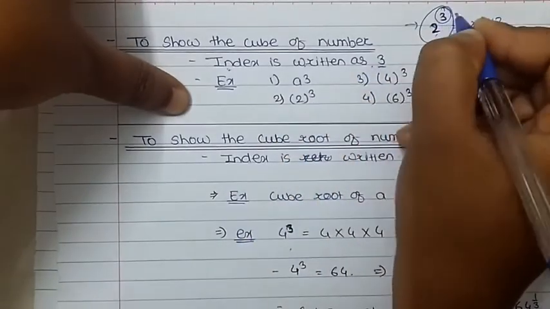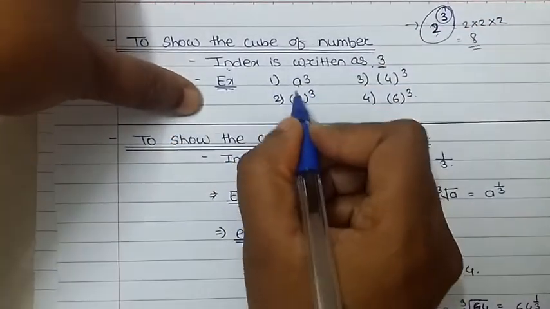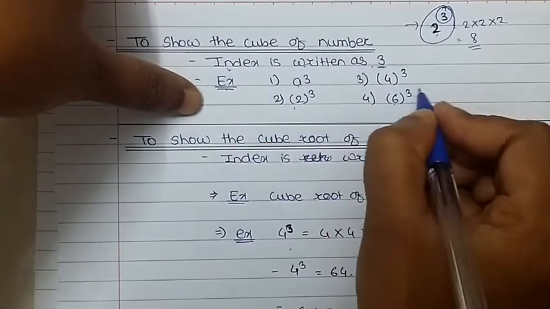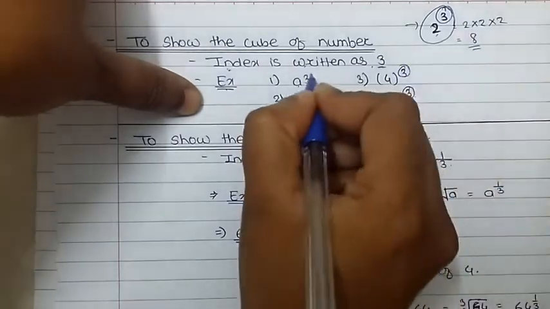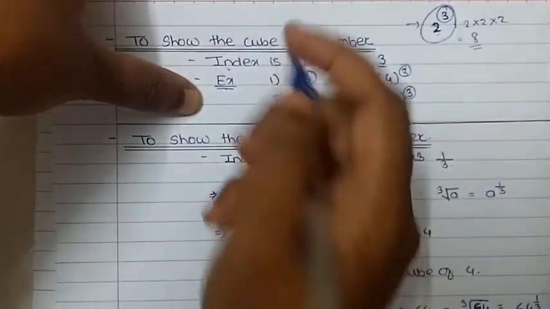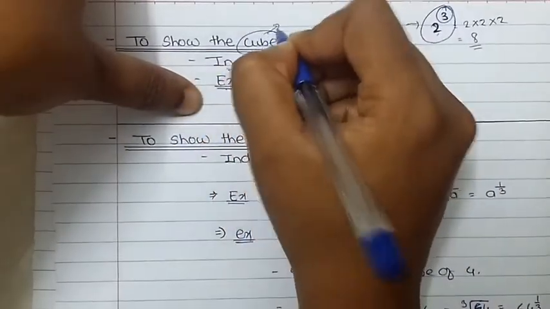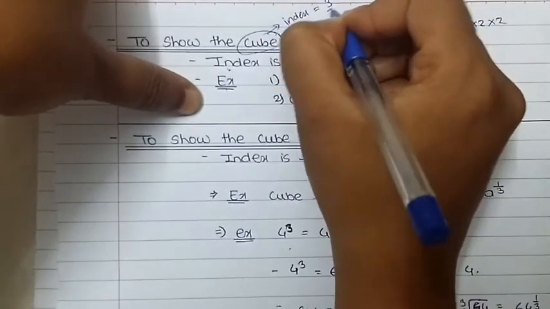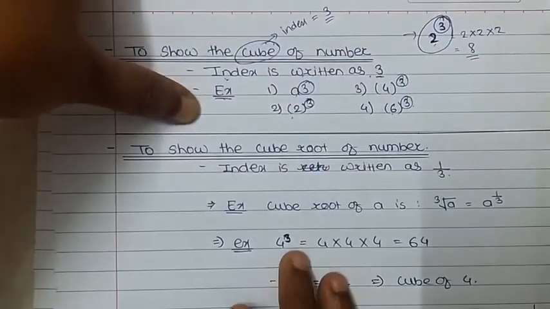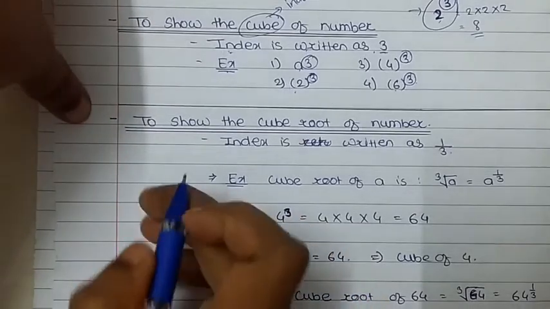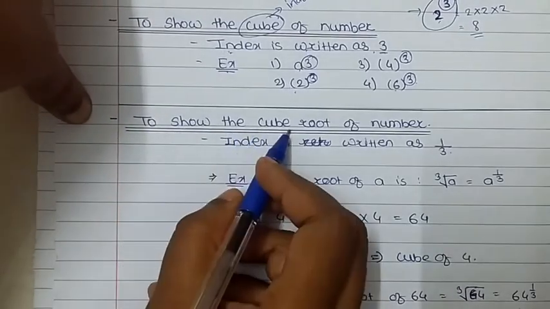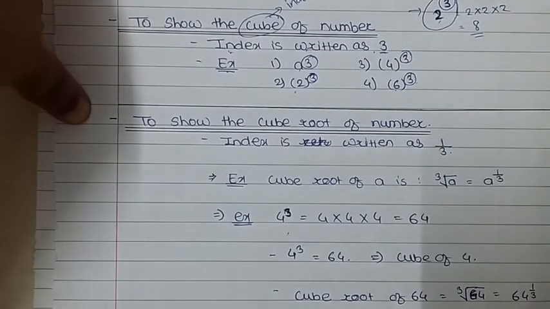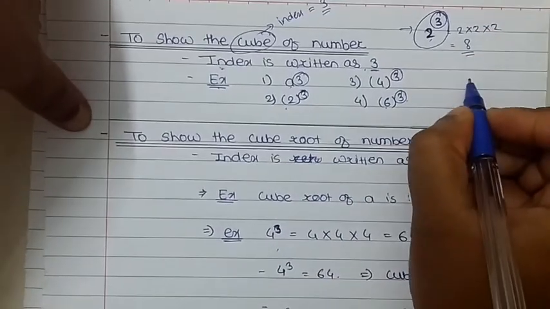Power is always 3. For example, a cube, second 2 cube, 4 cube, 6 cube. That means each and every number has power 3. Then we can say that for cube the index is 3. Understand? Now next, to show the cube root of a number. We have already seen the square root.